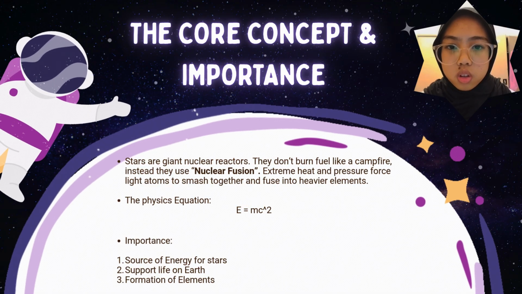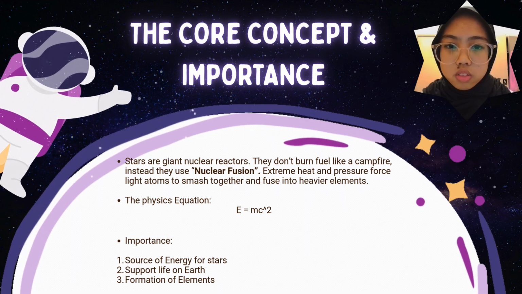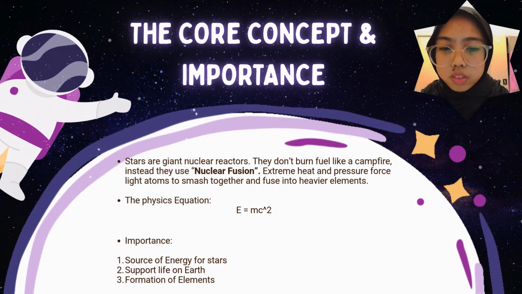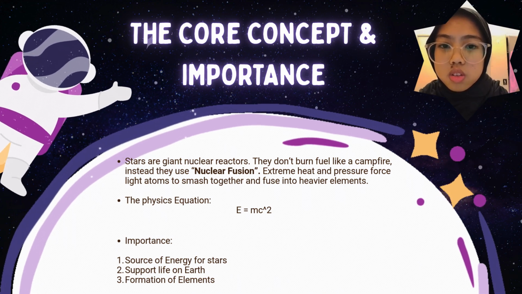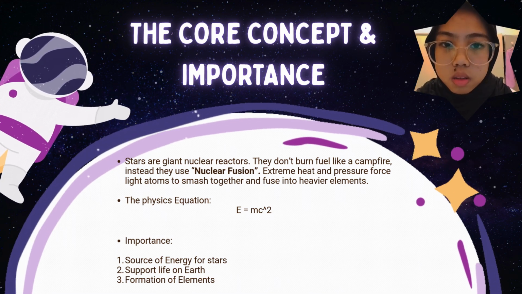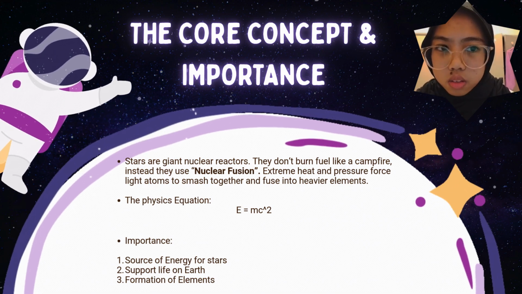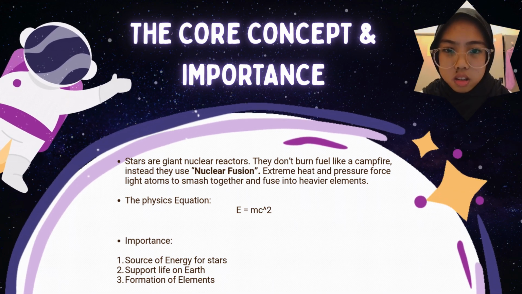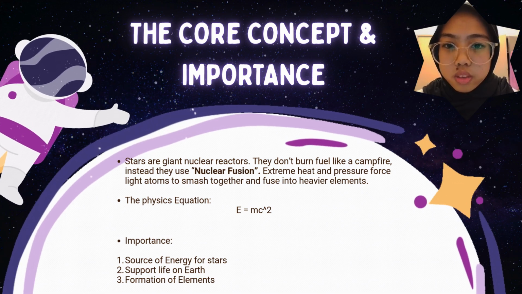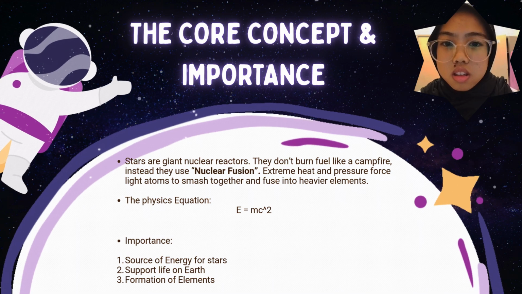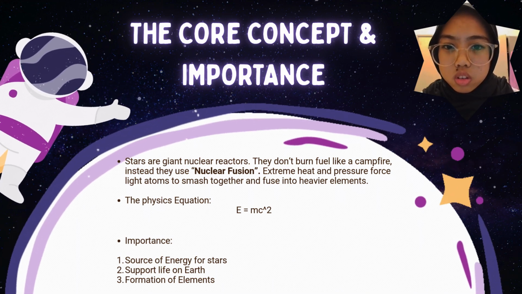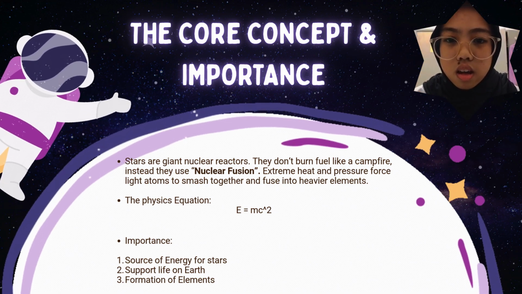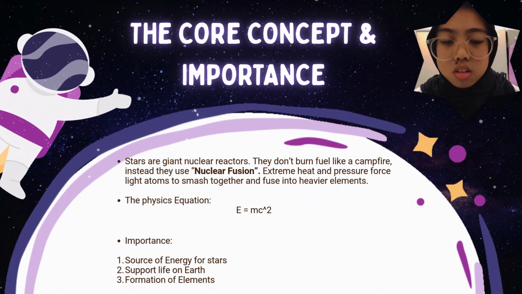Now let us go through the core concept and the importance of nuclear fusion. Stars are giant nuclear reactors. They don't burn fuel like campfires, but instead they use nuclear fusion. The extreme heat and pressure force the light atoms to collide with each other and fuse into heavier elements. The physics equation related to this concept is E equals mc squared, introduced by Einstein, whereby E is the energy, m is the mass, and c represents the speed of light.